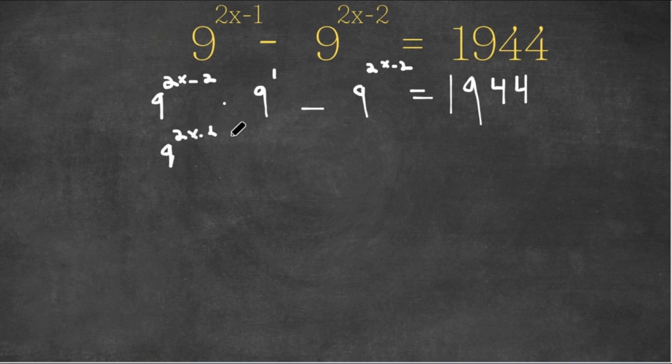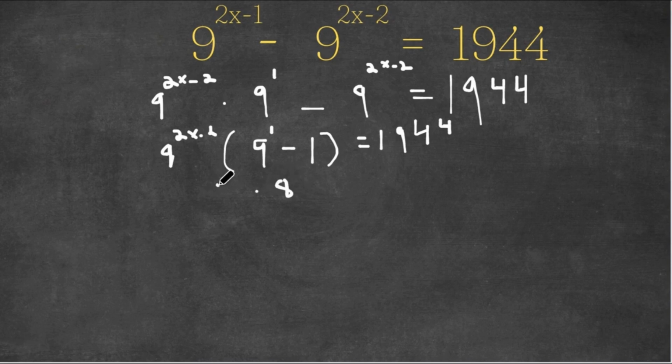So if I do that, 9 to the power of 2x minus 2 times 9 to the power of 1 divided by 9 to the power of 2x minus 2 is simply just 9 to the power of 1. And minus 9 to the power of 2x minus 2 divided by 9 to the power of 2x minus 2 is 1. So now, well, 9 to the power of 1 is 9, and minus 1 is 8. And I'm still multiplying this with 9 to the power of 2x minus 2.